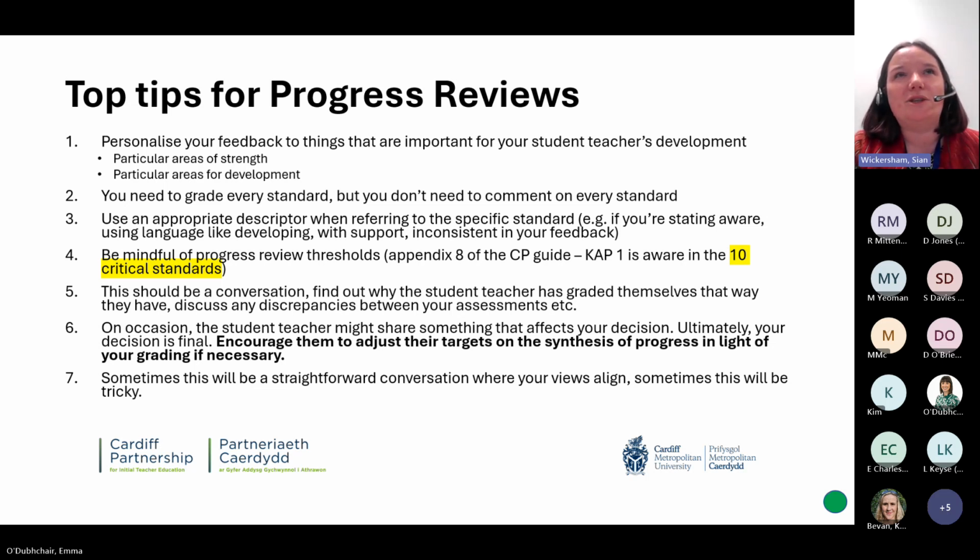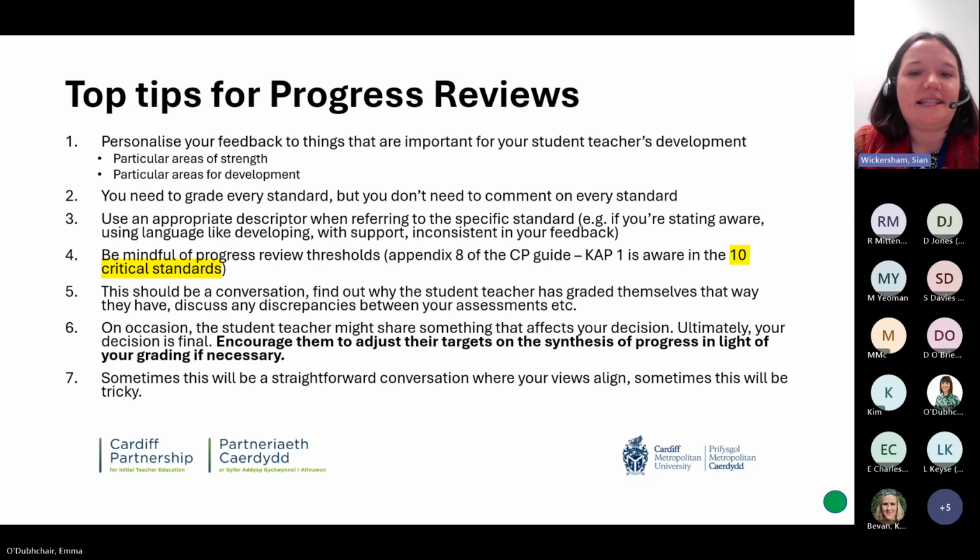But sometimes I think mentors can accidentally start concern over progress because they've erred on the side of caution, and maybe put unaware when they were on the borderline of aware. And actually, when the senior mentor gets in touch to say, oh, your student teacher has got a concern over progress, they say, oh no, I'm not concerned really. So bear in mind that if they don't meet one of the 10 critical descriptors, that does trigger concern over progress. So if you want to do that, of course, please let us know that you've got a concern. But if you're actually not concerned, it might be worth talking that through with someone.